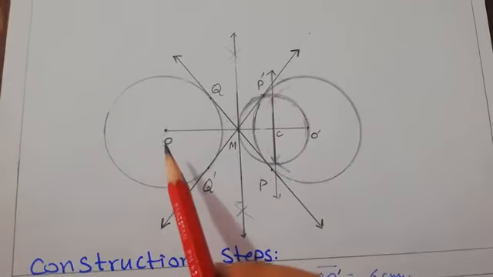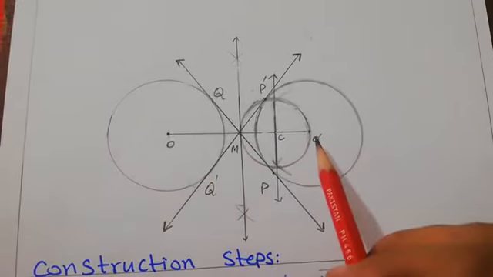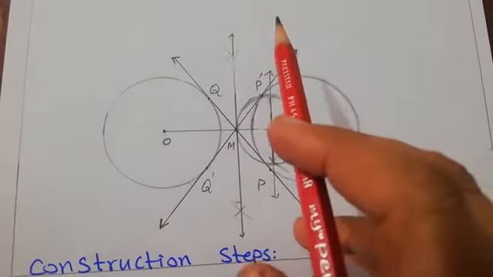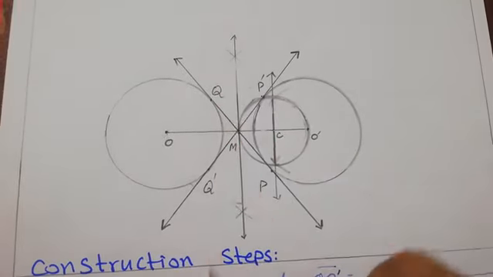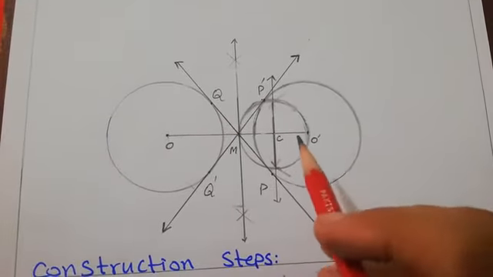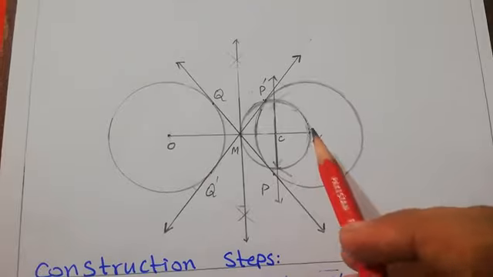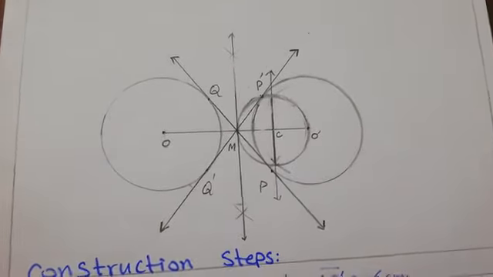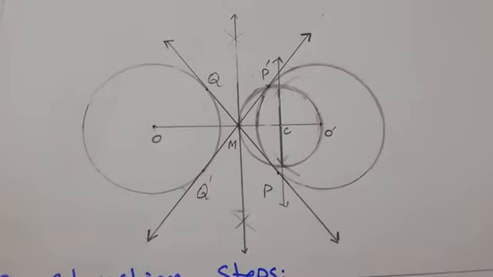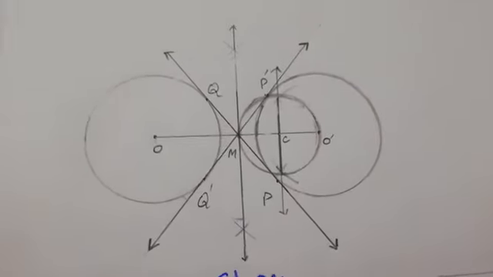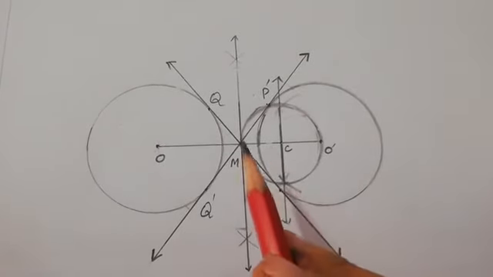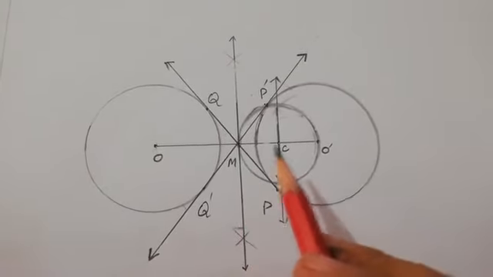How can we draw it? You know that we will open the compass more than half of the line, and then we will put the arcs at the upper side and the lower side, and then we will put the arcs from the other point, and then we will draw this line. This line is known as the perpendicular bisector, and this perpendicular bisector intersects the line OO prime at point M. M is the midpoint of this line.